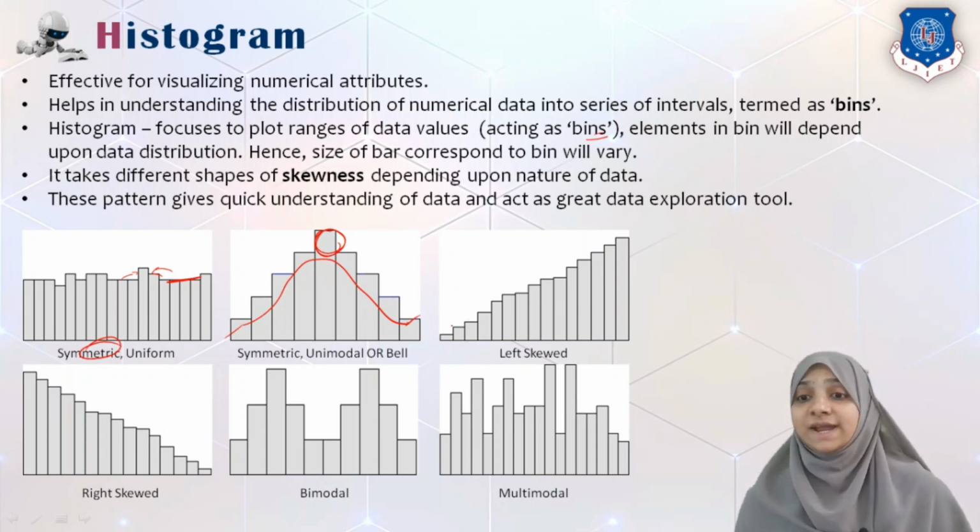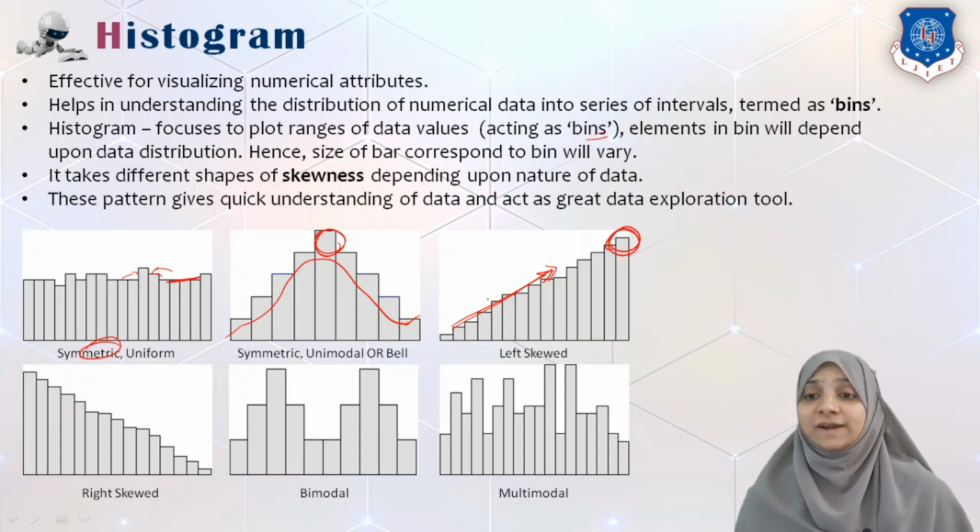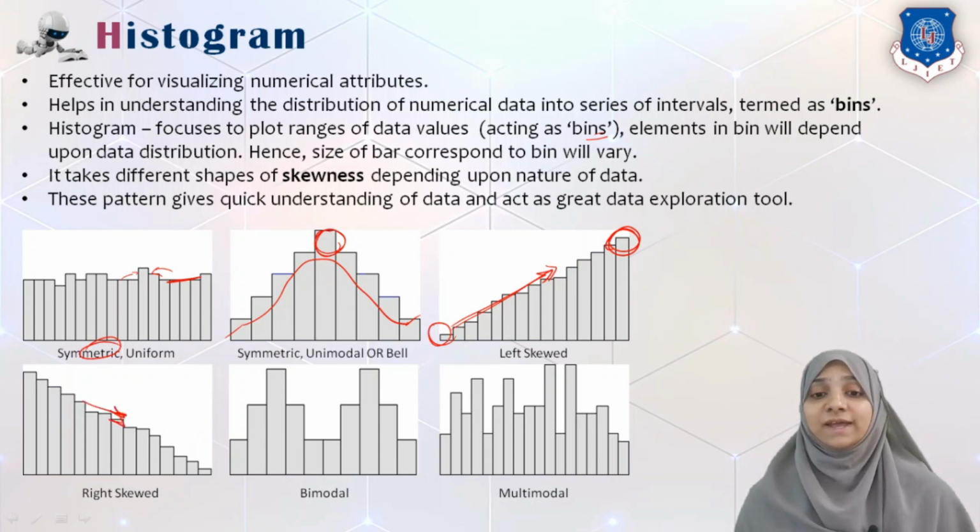Left skewed data, if I say, will have a slope which is positive. That means data is more dominant towards the right as compared to the left. And right skewed is having negative correlation. That means data over the left or starting bin is more dominant as compared to the last bin.